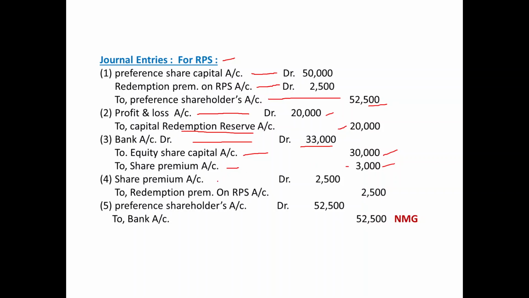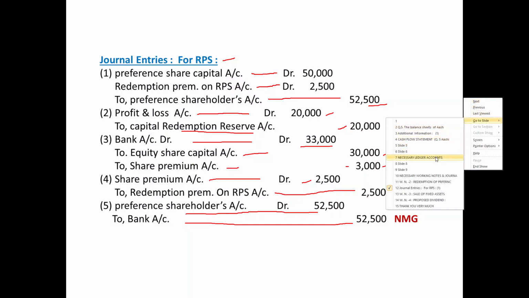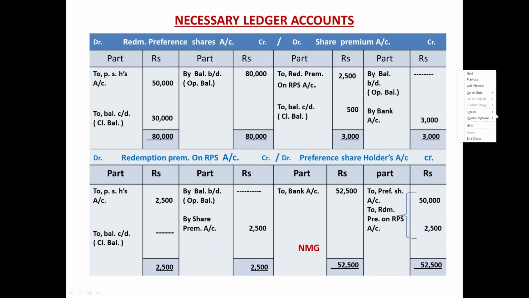Let us write off the redemption premium on RPS from share premium account. Share premium account debited 2,500 to redemption premium on RPS account credited 2,500. Provisions have been fulfilled, payment can be made. So the last journal entry for the payment: preference shareholders account debited rupees 52,500 to bank account credited rupees 52,500. So these were the journal entries for the RPS redemption. Let us give the posting of these journal entries in the concerned ledger accounts related with RPS redemption.